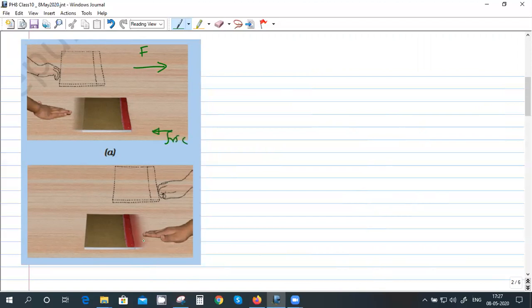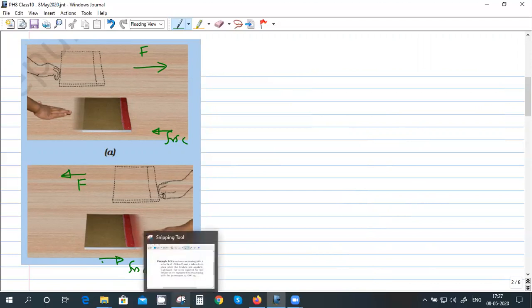In the second figure, the direction of applying the force is towards left, right? Friction is in the right direction. So the direction of friction force depends on the direction of the applied force. Basically, it opposes the relative motion. The friction force is opposing the direction of motion.